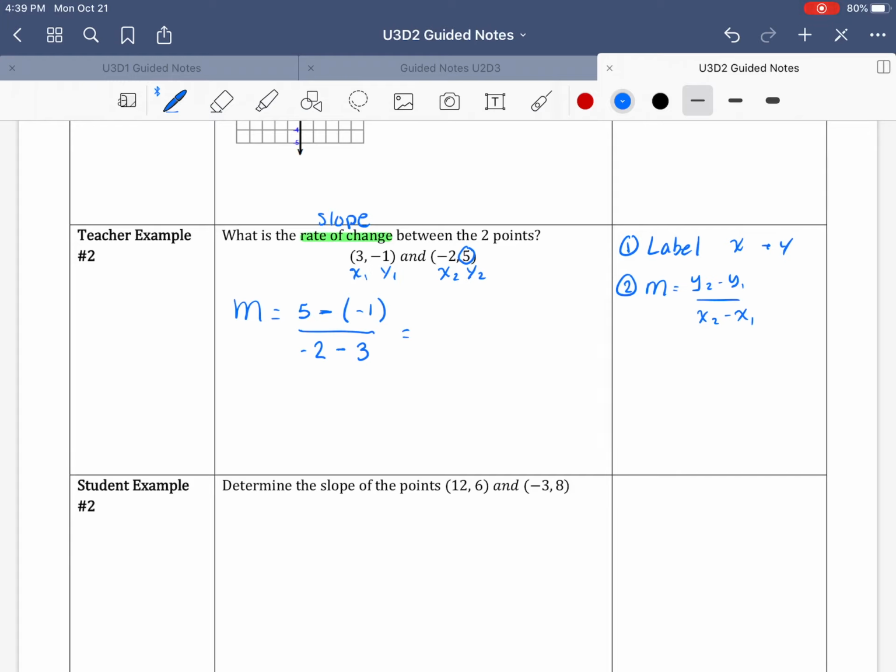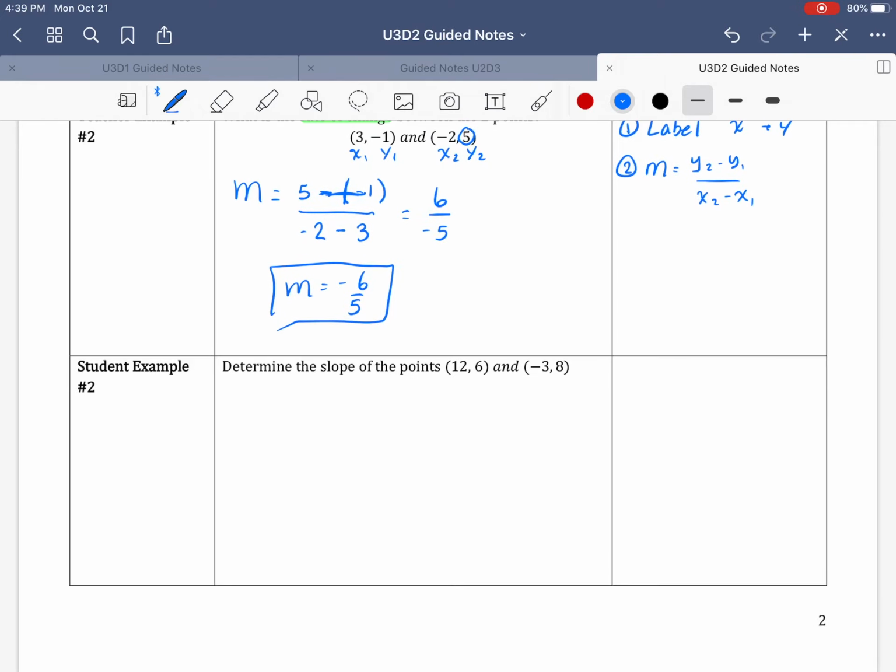Now you can use a calculator, maybe you can do some mental math. 5 minus a -1 changes it to a positive, you get 6, and then -2 minus 3 gives you a -5. So your slope here is -6 over 5. We cannot simplify the fraction, so that is our final answer. Give a try, student example number 2.